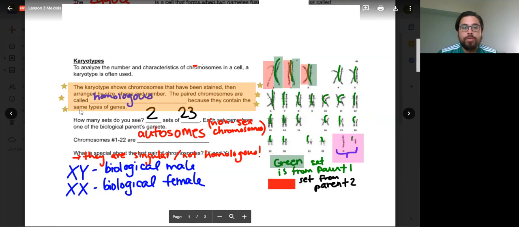The paired chromosomes are called homologous because they contain the same type of genes. What does that mean? Who can tell me? You don't have to know it. If you don't know it, that's fine. Who can tell me what they think that means? Because it directly relates to this as well. But what does it mean by homologous chromosomes contain the same type of genes?